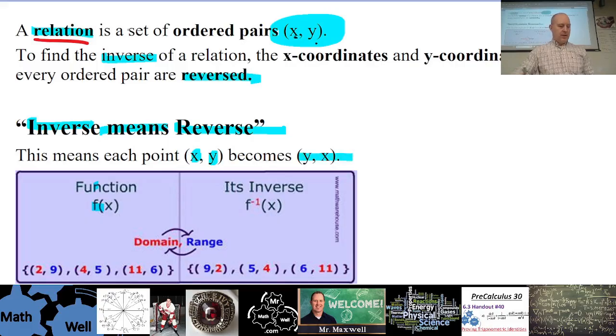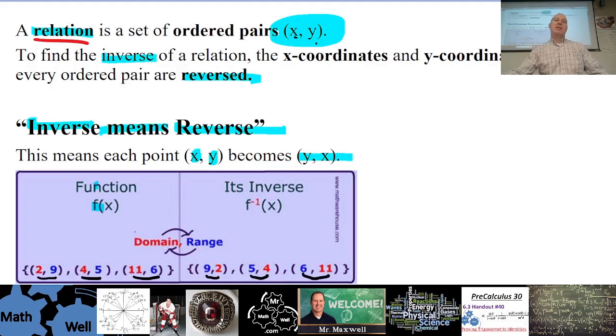So here's a little graphic. This is in your notes as well. If you have a function that has a list of pairs like this, (2, 9), (4, 5), (11, 6), well, the inverse function must have these points where the x and the y value are reversed. So (2, 9) becomes the point (9, 2). That's the mirror, the partner point on the inverse. (4, 5) becomes (5, 4), and (11, 6) becomes (6, 11).